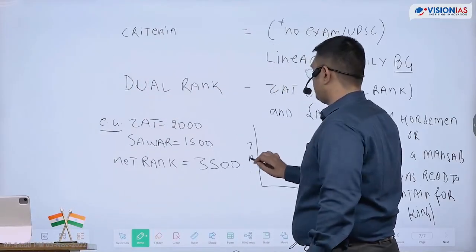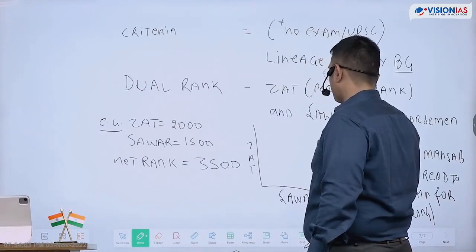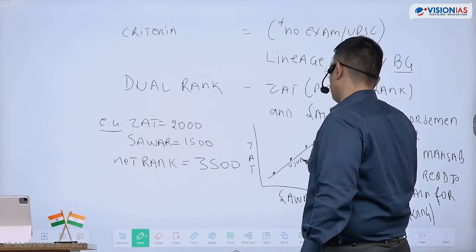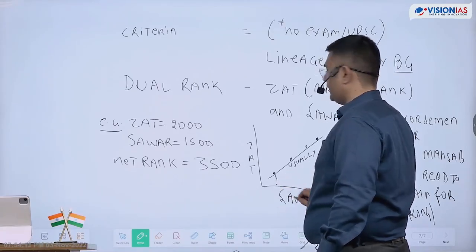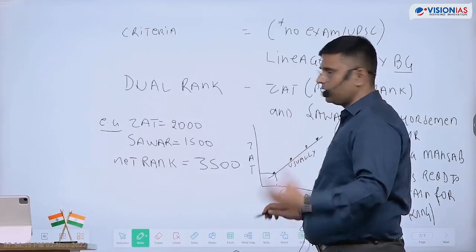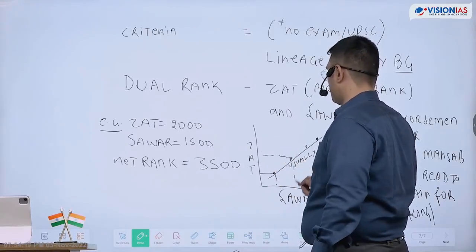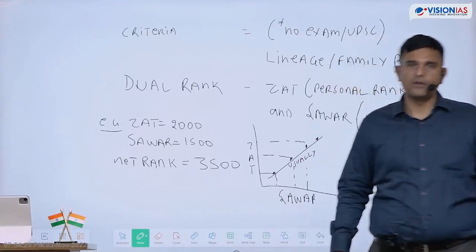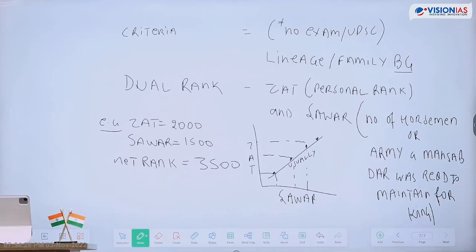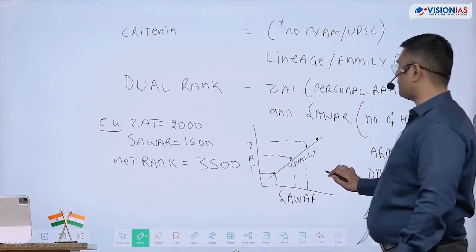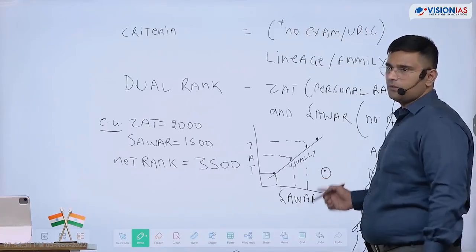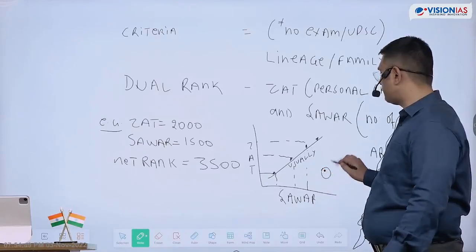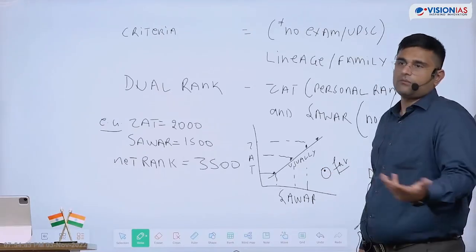So if this is Zat and this is Sawar, such a system will be there. Usually this will be the line, that is, the bigger the Zat, that is personal rank, the greater will be the Sawar. Usually the more senior a Mansabdar, the more responsibility will be with him for maintaining a bigger army. However, there can be a person whose Zat is lower but he is trusted more by the king, so Sawar is very high. This will be a person who is a favorite of the king.